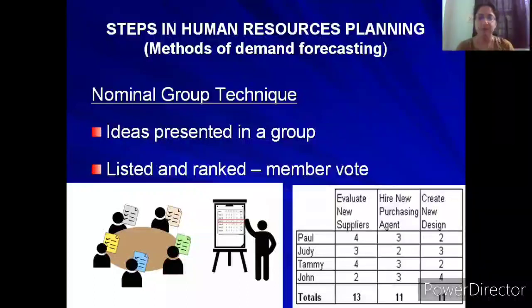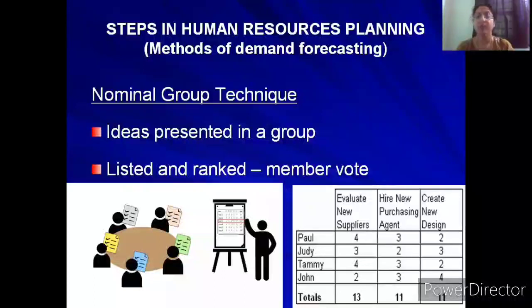According to member vote, if it works, evaluate new suppliers. How many experts are favoring this option? So let us say out of 5 people who are sitting here, 3 people favor the option of evaluate new suppliers. Hire new purchasing agent. How many experts are for this decision? So 5 experts agree that this decision is good.